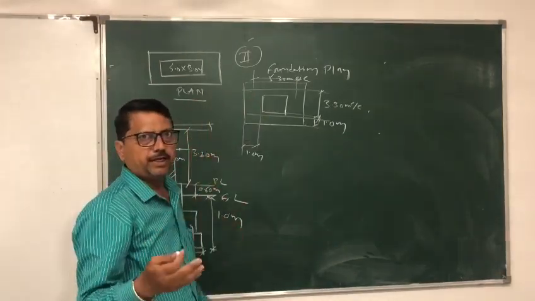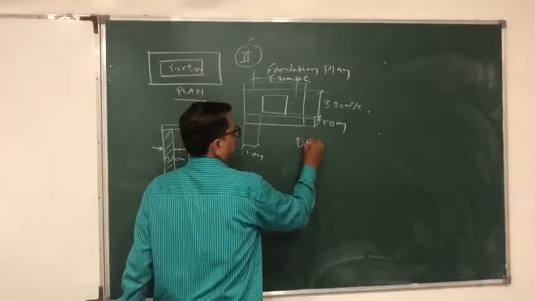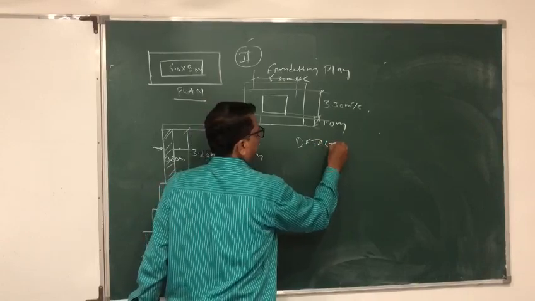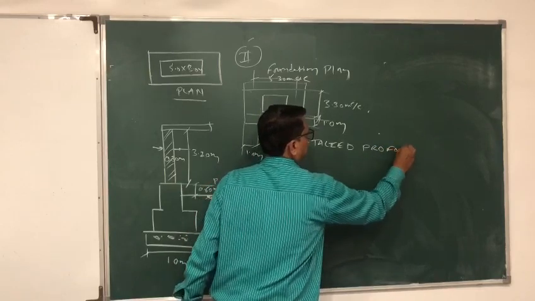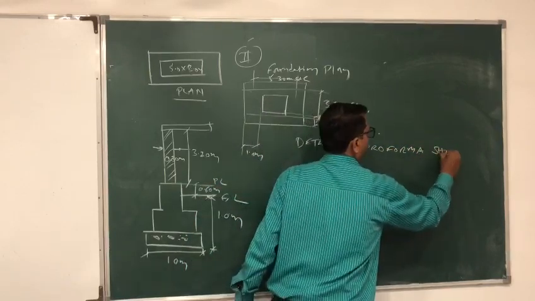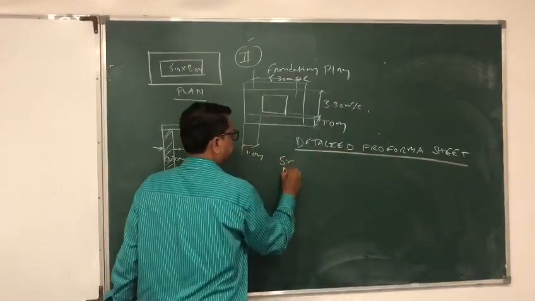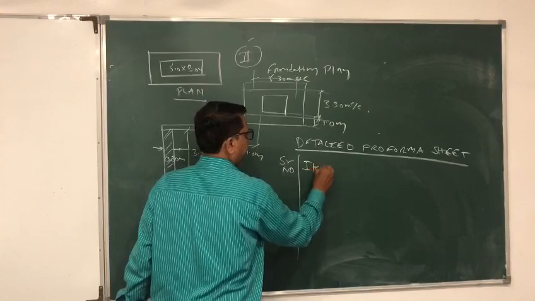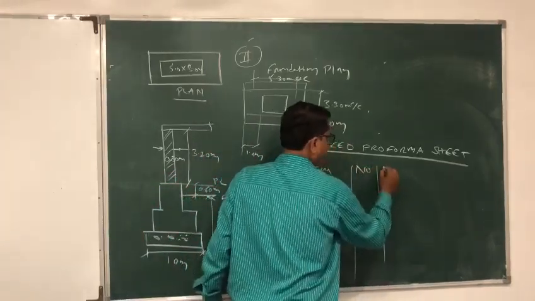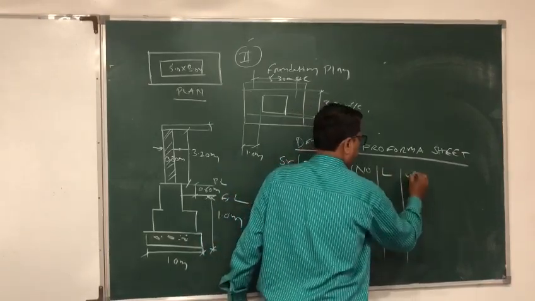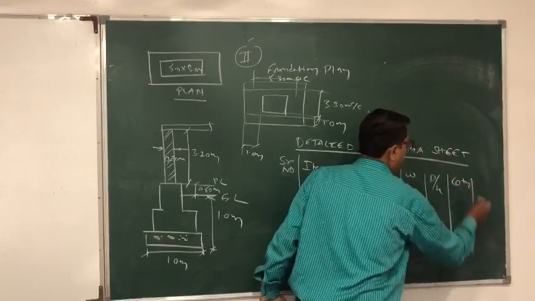Now when we plot this diagram and find out the foundation plan, the quantity is tabulated in this detailed pro forma sheet. This has serial number, item, number, length, width, depth and height, quantity and total quantity.